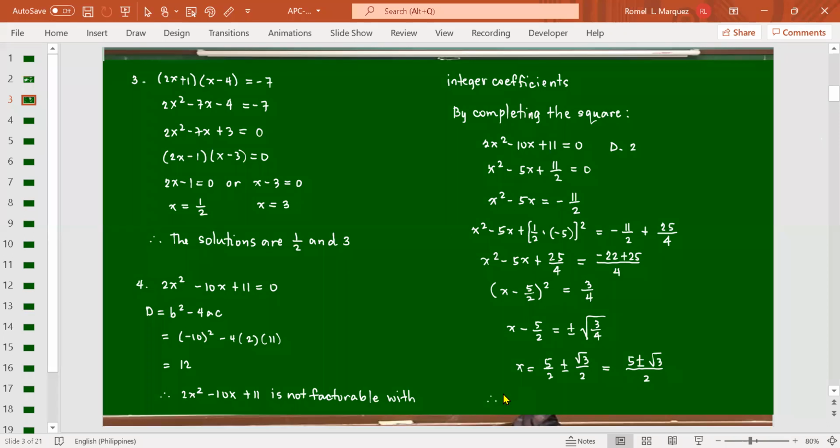They are what? Irrational roots. Real but irrational. So the solutions are what? So the solutions are 5 plus square root of 3 all over 2, and 5 minus square root of 3 all over 2. Okay?